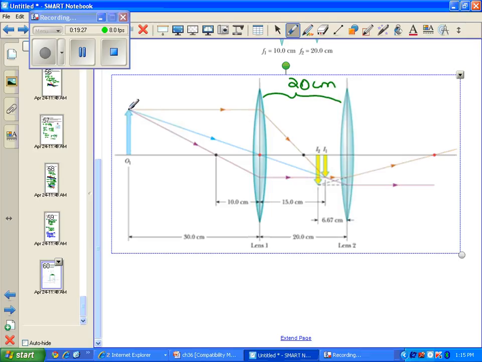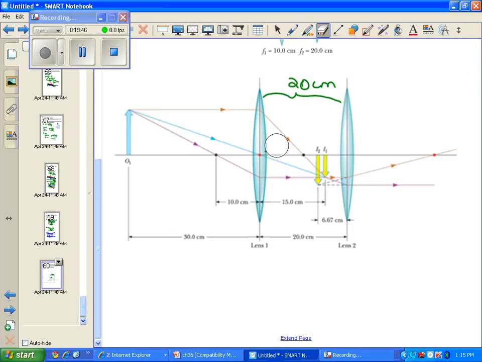All right. First principal ray parallel to the principal axis and refracts through F1, and F1 would be 10. So this distance right here, as you can see from here to here, is 10 centimeters. But we proceed onward, so I'll go ahead and just erase that so we don't end up with too much writing on there.